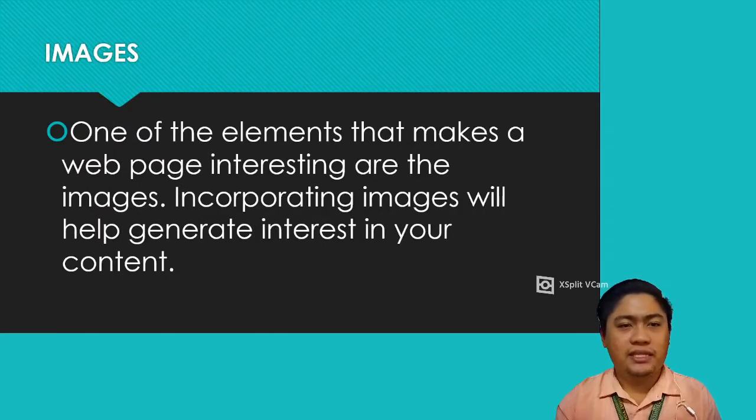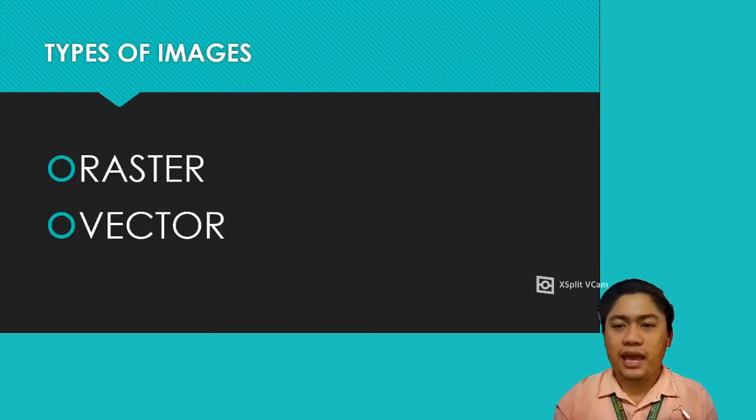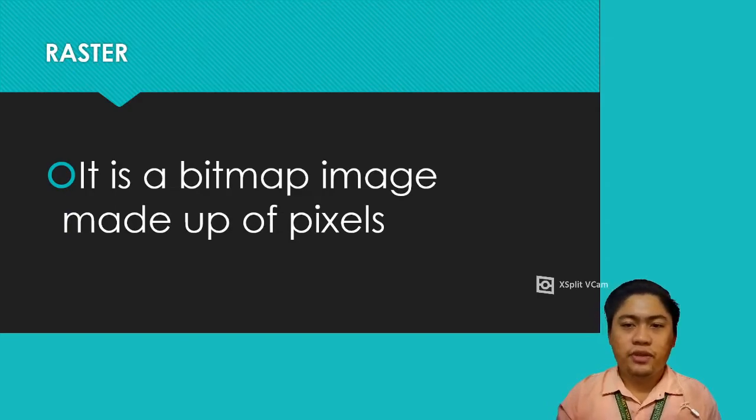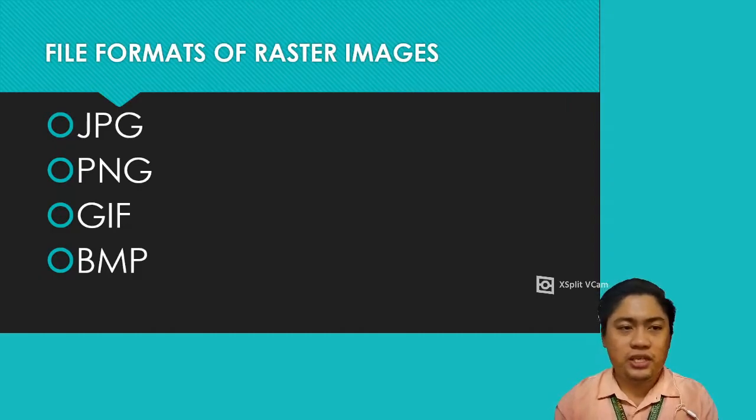Now, web pages often contain multimedia elements of different types and formats. And one of the elements that makes a web page interesting are the images. Incorporating images will help generate interest in your content. Now, we have the different kinds of images that can be displayed in a web page. Most of the images on a web page fall into two main categories. We have the raster and the vector. A raster or bitmap image is made up of pixels, like a photograph. Most file formats of raster images are JPEG, PNG, GIF, and BMP.